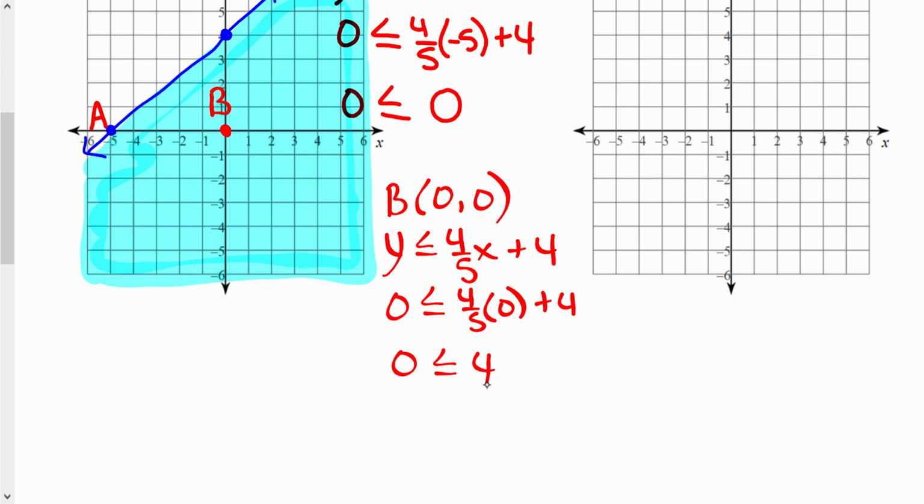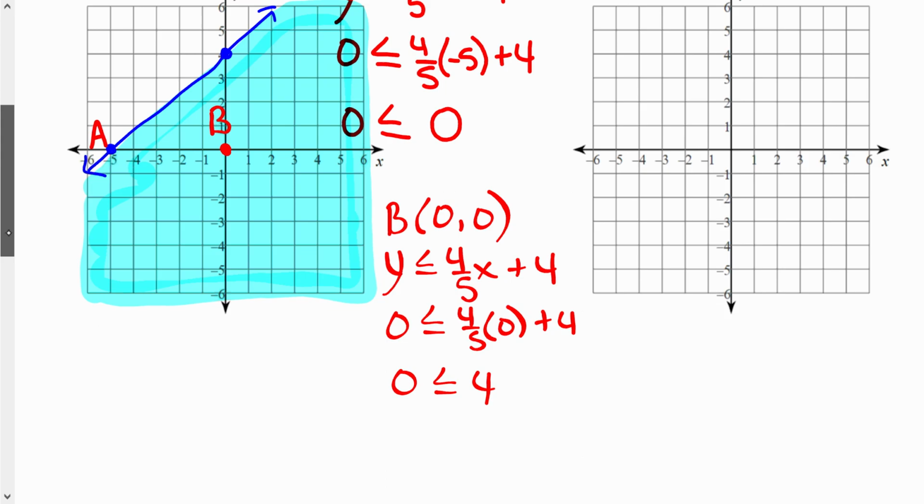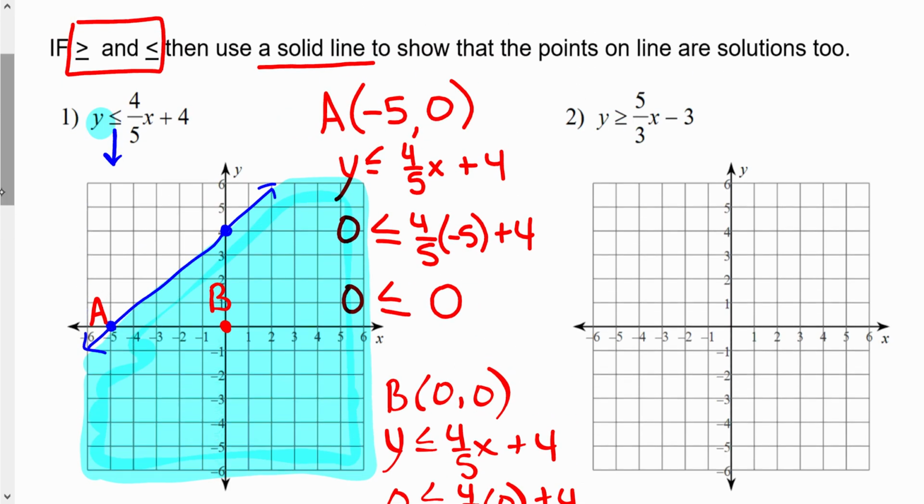I get 0 is less than or equal to 4. Is that a true statement? Yes. Because it said less than or equal to, you can take all those points that are underneath the line, anything, and it's going to make it true also. Anywhere in the shaded region, just as long as it's below the line. Or can it be on the line? Yes, it can be on the line also because of the equal sign.